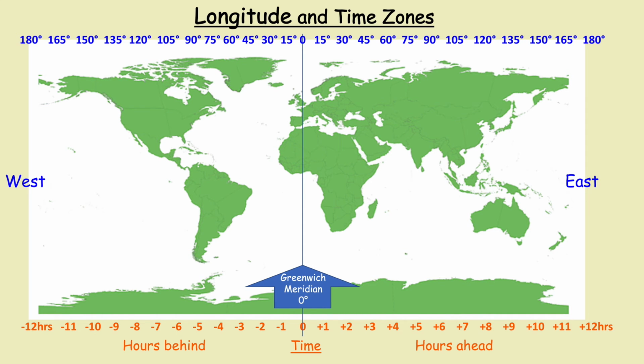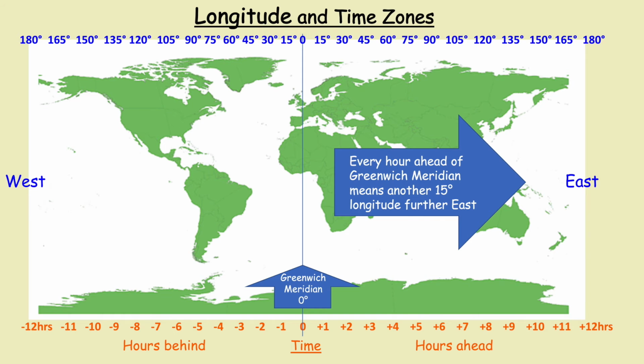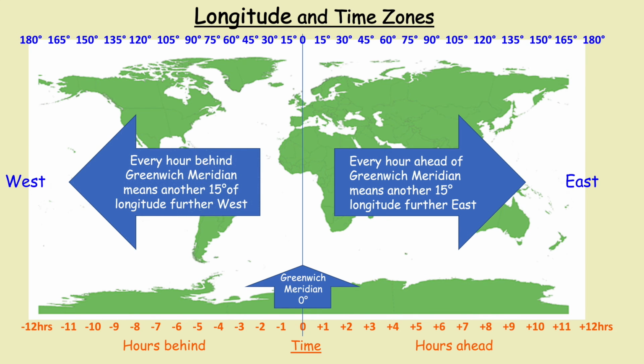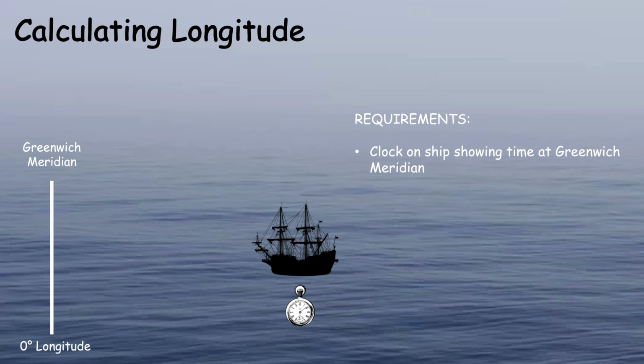Well, here's Greenwich Meridian, and we can see that for every hour ahead of the Greenwich Meridian means another 15 degrees longitude further east. And every hour behind Greenwich Meridian means another 15 degrees of longitude further west. So, how can we calculate our longitude? Well, the first requirement is you have to have on board ship a very accurate chronometer set to the time at Greenwich, so that you always know what the time at Greenwich is, wherever you are in the world.